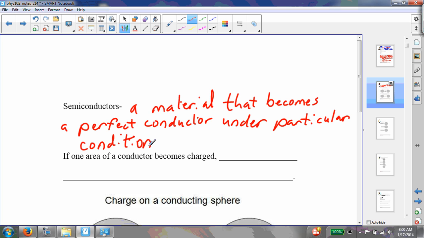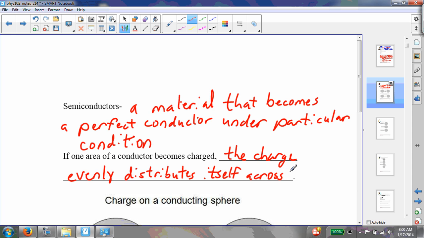In a conductor, if one area of a conductor becomes charged, then the charge is going to evenly distribute itself across the entire surface. This is an important idea when we're looking at how charges are transferred on conductors. Keep in mind that when you have a distribution of charge, it's going to be evenly distributed across the conductor. That's not true for insulators. You can have an excess of charge on an insulator, but that charge is not going to move around.